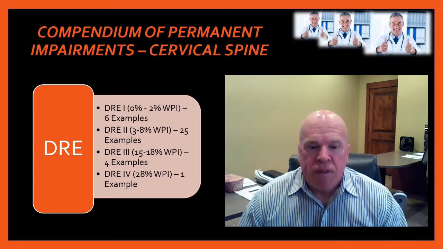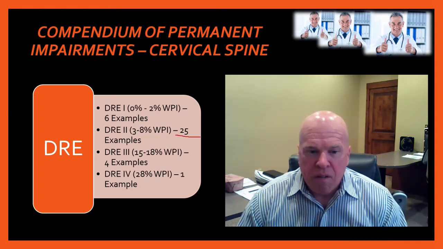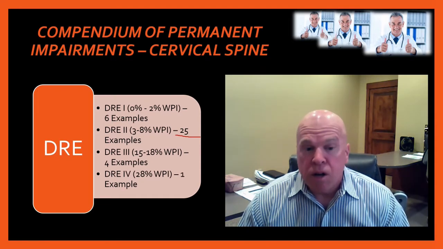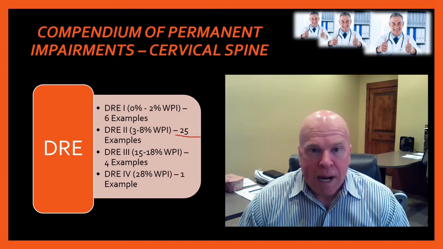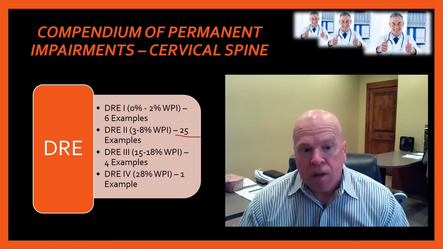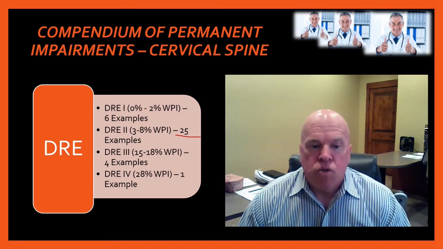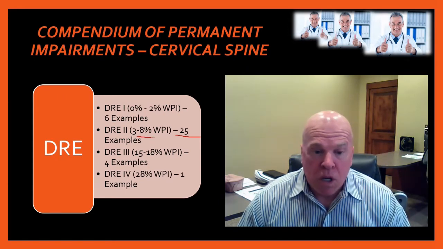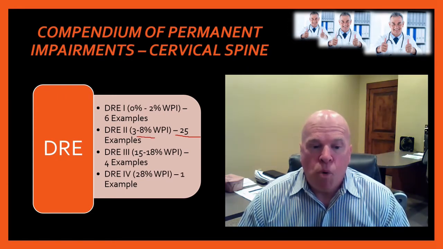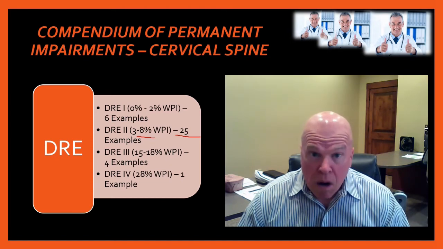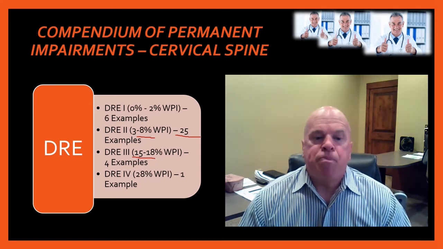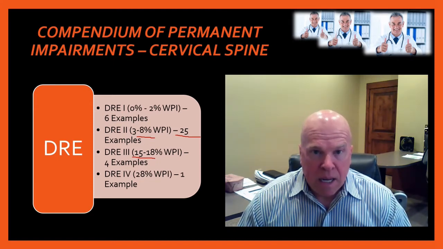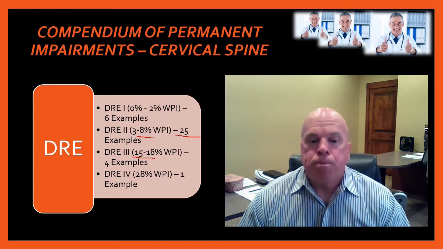We have 25 examples of examinees who were rated under the DRE2 cervical spine method, and the impairment ratings amongst these 25 examinees range from 3 to 8% whole person impairment. We have 4 DRE3 arguments wherein the impairment ratings range between 15 and 18% whole person impairment. And then we have a DRE Category 4, one example.